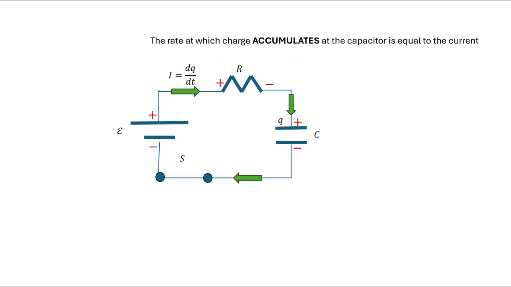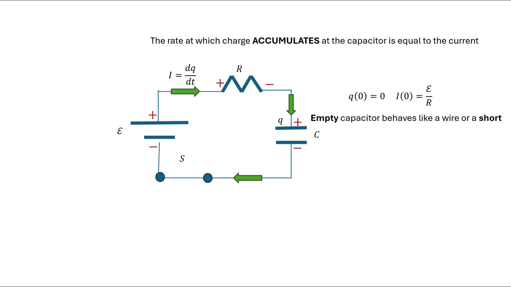One other thing to point out is notice I have a Q here, and I say that as the charge flows through the resistor, it has to go to the capacitor. Another way to say that is the rate at which charge accumulates on the capacitor is equal to the current. The rate, dq/dt, at which charge accumulates is equal to the current. So we'll want to make use of that when we do some real math.